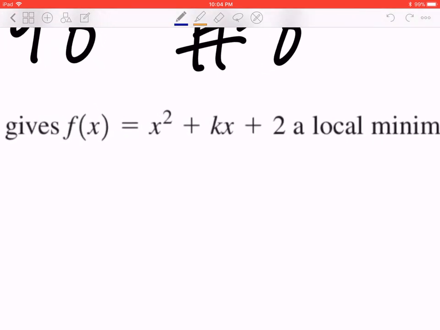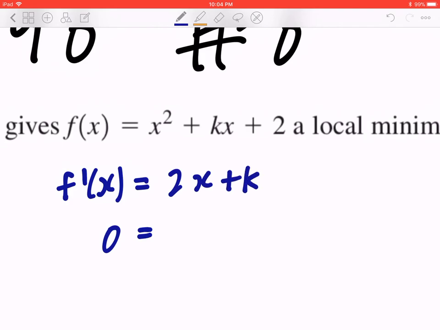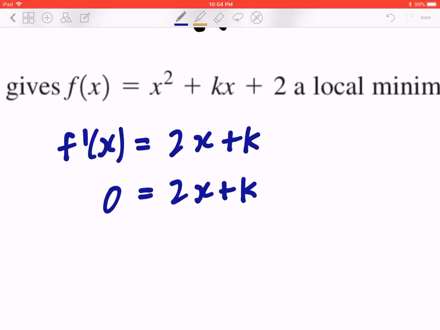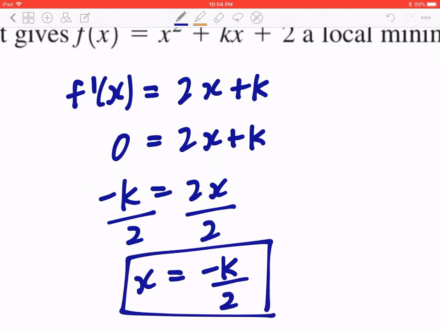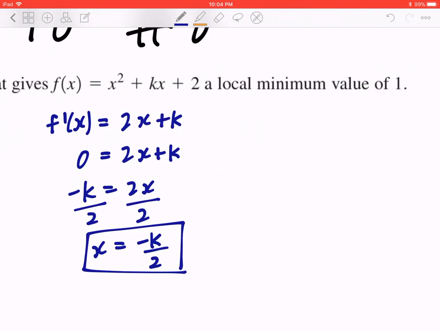Step 1. To find a critical point, you have to find the derivative, set this to 0, and solve for x. So in this case, if the function is x squared plus kx plus 2, f prime is going to be 2x plus k, which means when you set this to be 0 and you're solving for x, you can bring k to the other side. That becomes negative k. The opposite of multiplying by 2 is to divide by 2. So the critical x value is going to be negative k divided by 2.